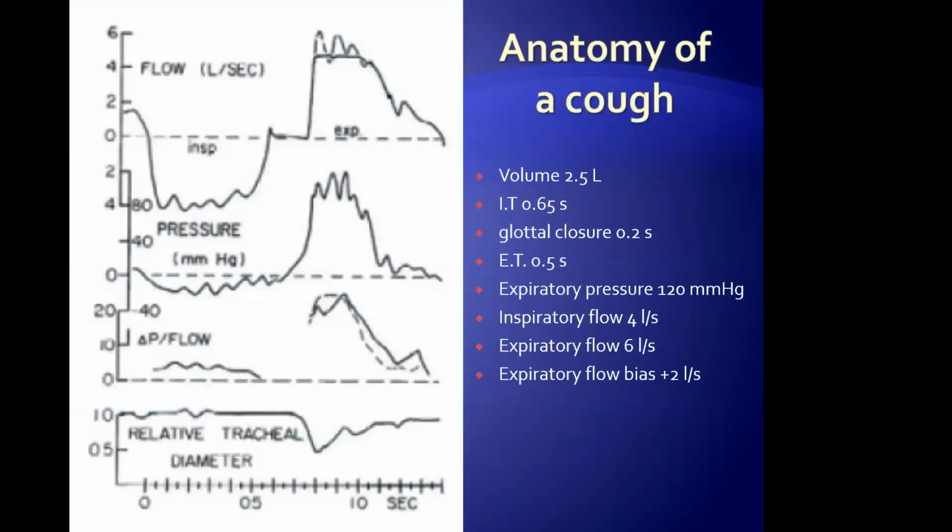So again, for the waveform nerds like me, this is what it looks like. Here's the anatomy of a cough. Patient takes that breath in, then blows out. Notice the waveforms up at the top. We see the volume, I time, glottic closure, E time, expiratory pressures, expiratory flow, the flow bias, 2 liters.